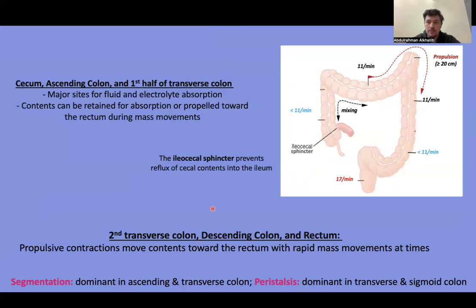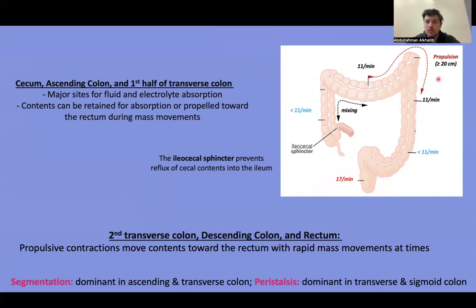And this should make sense because which type of movement dominates in these regions? The answer is the segmentation, right? Or the haustral formation. And what's the main reason behind the haustral formation? Is the absorption, as we have mentioned, right? And in the second half of the transverse colon, descending colon, the rectum, the mass movements or the peristalsis dominates there. And this is what pushes the fecal material all the way down.